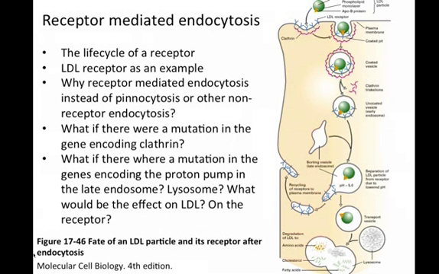And then that leaves your LDL particle to go on and fuse with the lysosome. And then in the lysosome, the pH is so low that the LDL can be digested into all of its parts, which is phospholipids and protein and cholesterol. And that's what needs to stay in the cell and be used, right? So why is it important for there to be receptor-mediated endocytosis versus pinocytosis or some other non-receptor-mediated endocytosis?